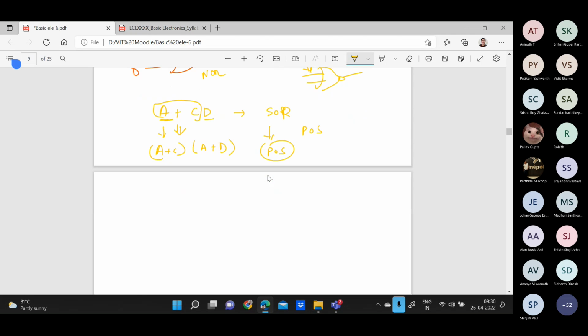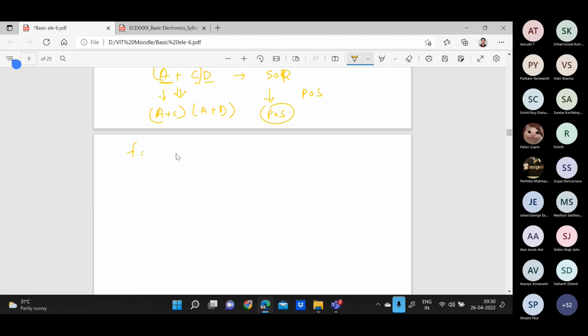One more example I'm giving you. Suppose you have a function A plus B bar CD like this, and this is in the SOP form. So what I can do, I can convert it into the POS form, because if I have to design it using NOR gates, I require its POS form. So it will be A plus B bar, then A plus CD.